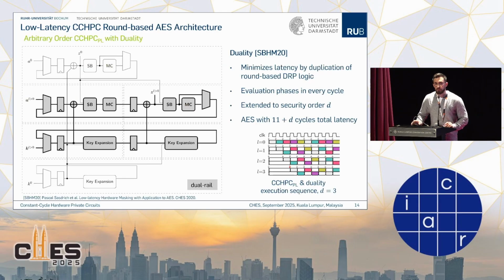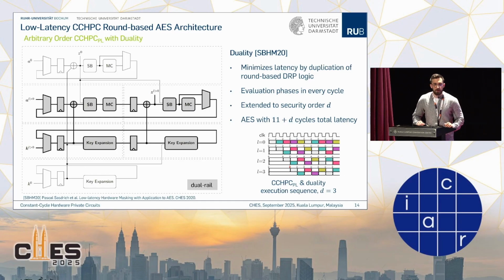Okay, so we combined this with the duality approach, which is already known from the LMDPL scheme, to minimize the latency for the round-based design even further. And we can see the AES core on the left side, so basically layer 0 for the round function and also for the key expansion are seen at the top and the bottom. And in the middle, we have all of the other layers that operate in DRP. And as you can see, the round function is duplicated.